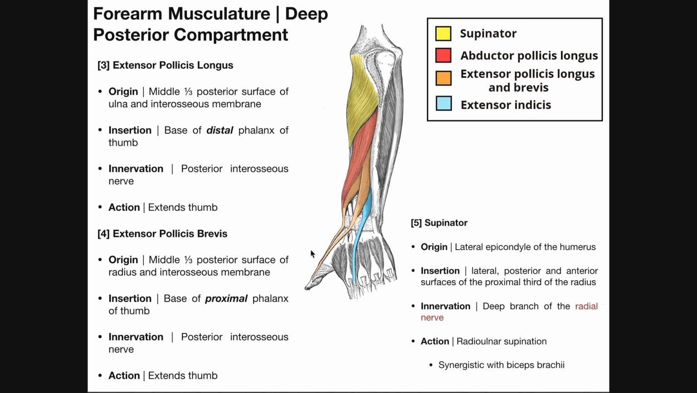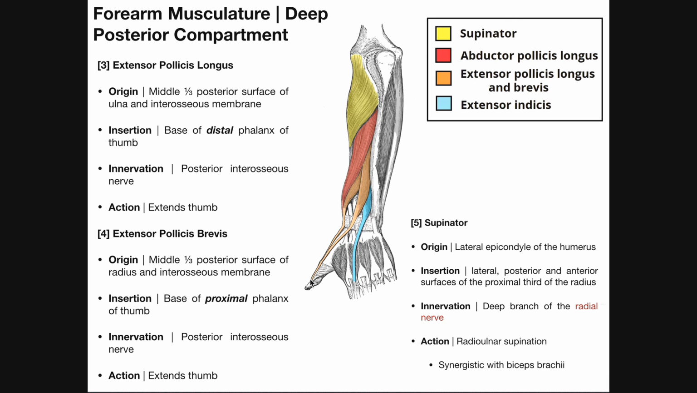Extensor pollicis brevis only inserts at the base of the proximal phalanx of the thumb. So because the extensor pollicis brevis inserts a little bit proximally to that of the extensor pollicis longus, brevis is shorter, so it's brevis. Longus is longer out, so it's longus. Both of these muscles are innervated by the posterior interosseous nerve, and because they both insert on the thumb at some point, they're both going to extend the thumb.